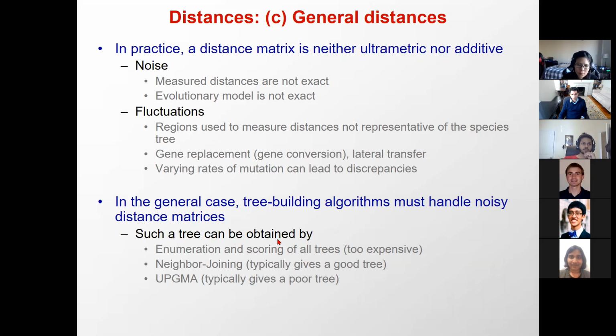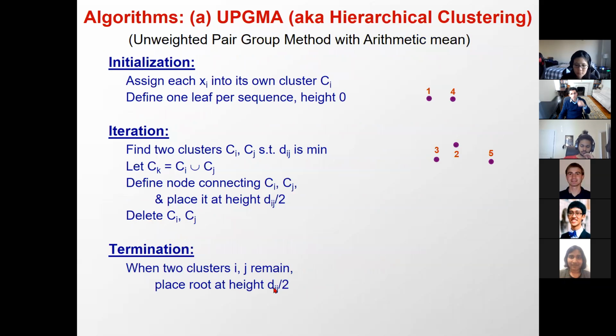In the general case, the tree building algorithms must handle noisy distance matrices, and you can obtain such a tree either by enumeration or scoring of all trees, which is too expensive, or by neighbor joining, which typically gives a good tree, or by UPGMA, which typically gives a poor tree unless the distances are ultrametric. So now let's dive into these algorithms.